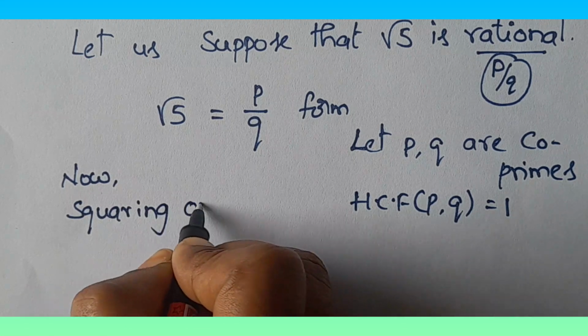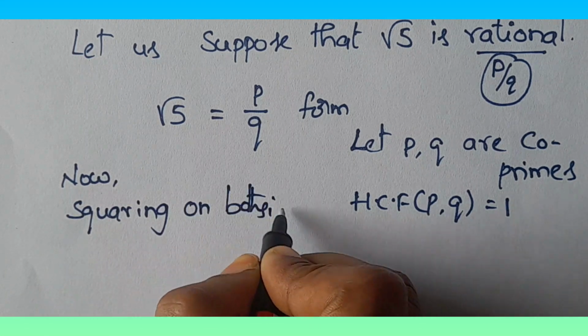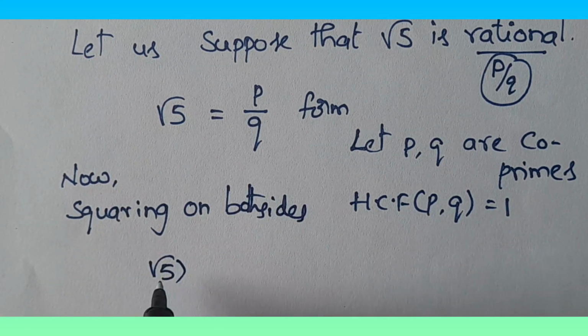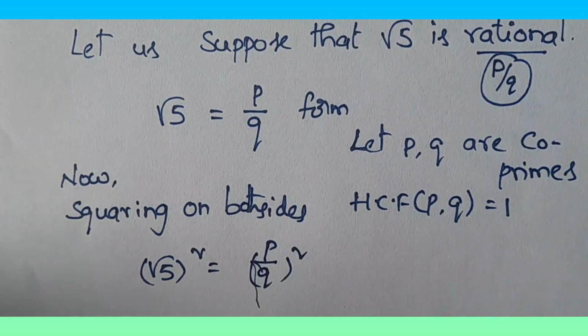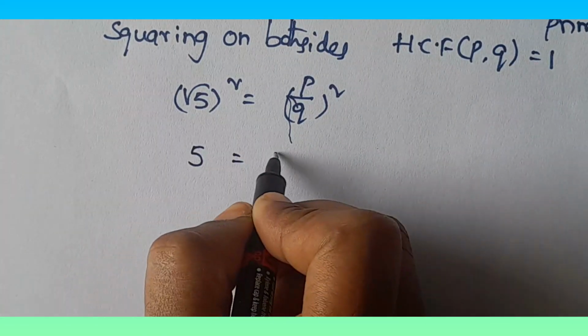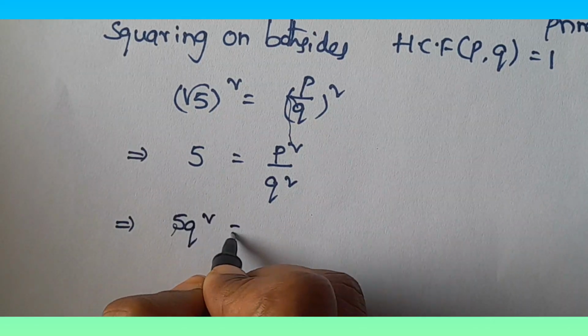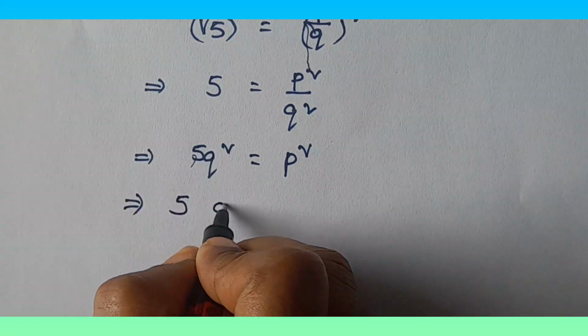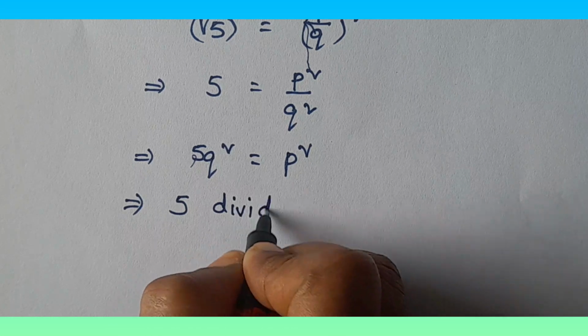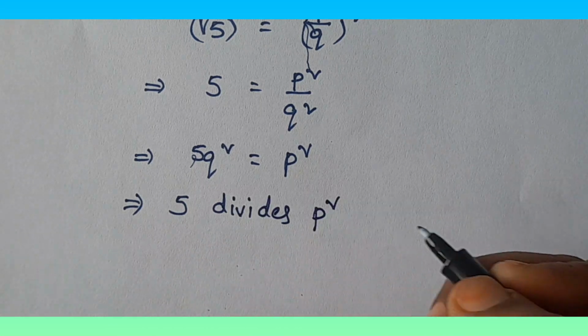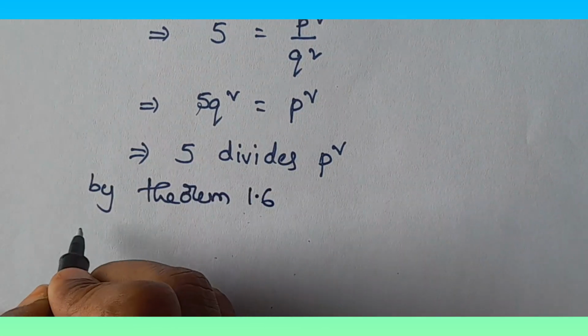Now squaring on both sides. Root 5 whole square is equal to p by q whole square. Square and root are cancelled. Remaining 5 is equal to p square by q square. 5q square is equal to p square. See here, q square is some value, 5q square is equal to p square. We have to write 5 divides p square.